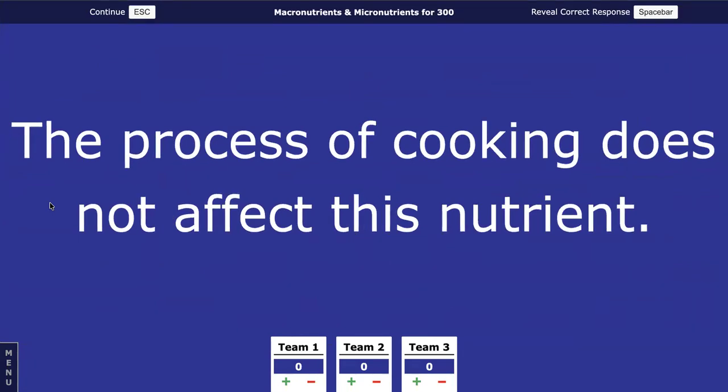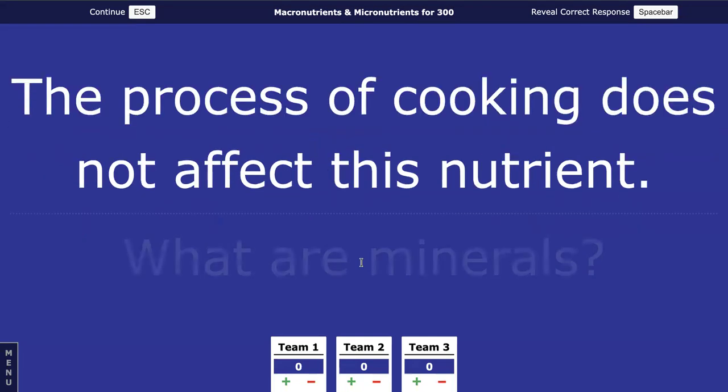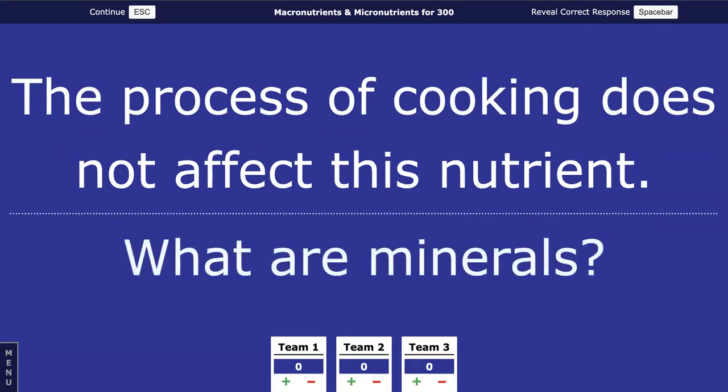The process of cooking does not affect this nutrient. What is this nutrient? You could fry it, bake it, boil it, cook it in fats or water, and it will remain the same throughout the process. Yep, minerals. Minerals are not affected by cooking.